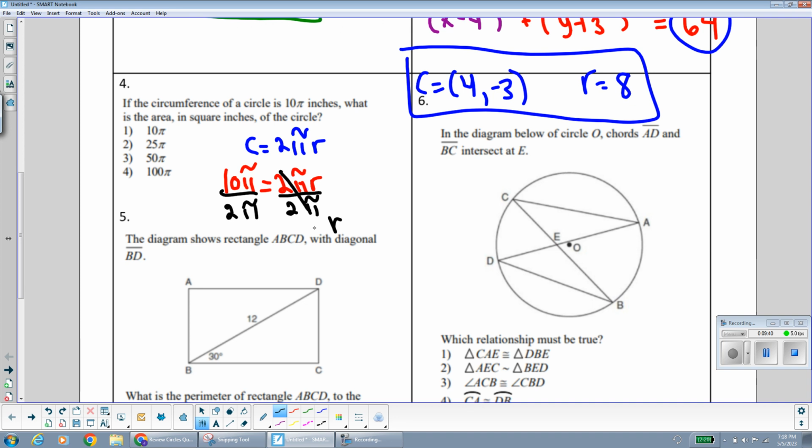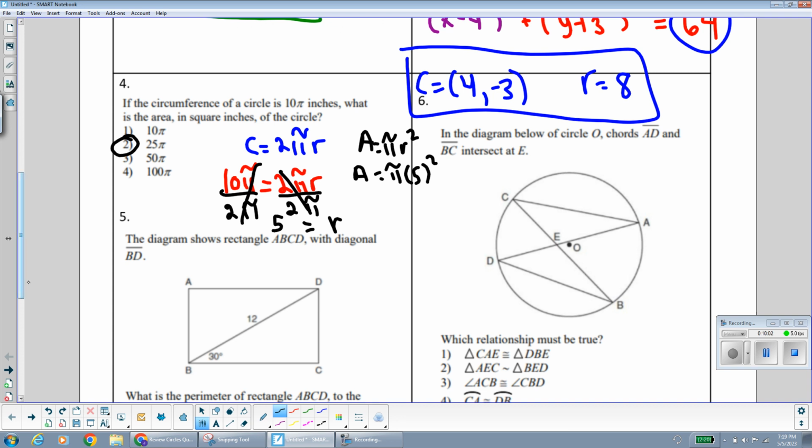That's going to cancel out. And since I have a pi on the top and the bottom, that cancels out. 10 divided by 2 is just 5. So now I can find my area of the circle, which is pi r squared. So that would be pi 5 squared, which is 25 pi.